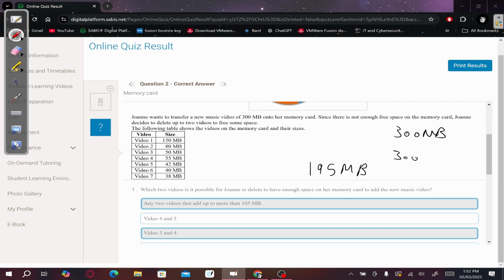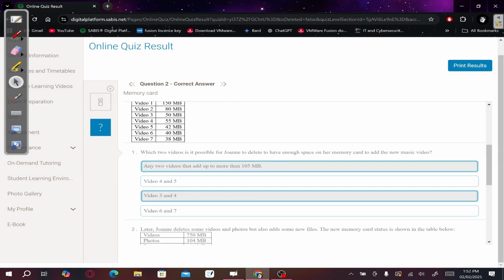300 minus 195 equals 105. Okay, so basically, we're just going to have to find the sum of any 2 videos that will give me 105 megabytes, which is actually the first choice. Any 2 videos that add up to at least 105 megabytes.